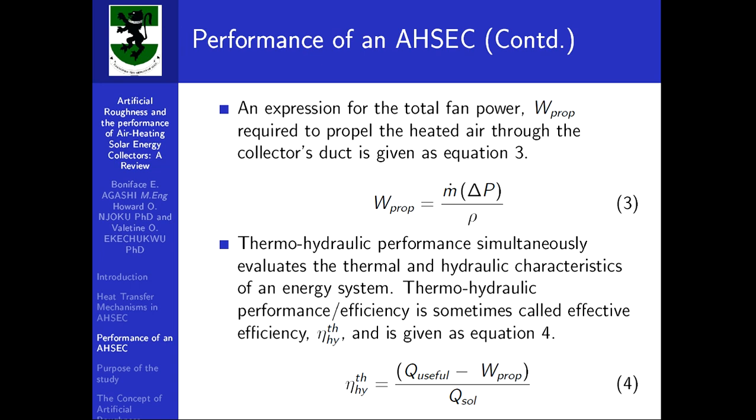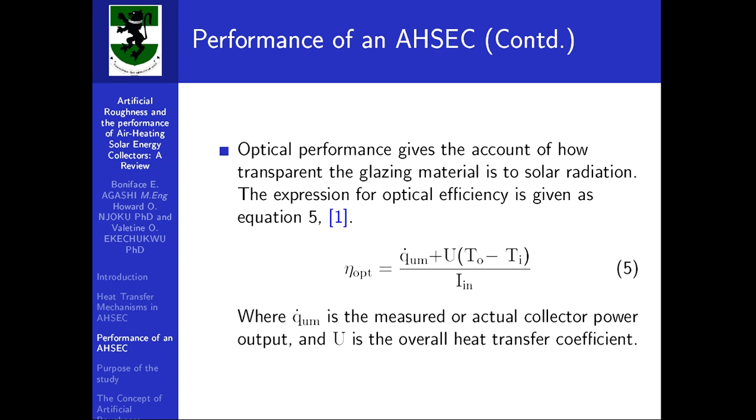Thermohydraulic performance simultaneously evaluates the thermal and hydraulic characteristics of the collector system. It is sometimes called the effective efficiency of the system, and the expression is given as equation 4. Optical performance gives the account of how transparent the collector's glazing material is to solar radiation. The expression for optical performance is given as equation 5.